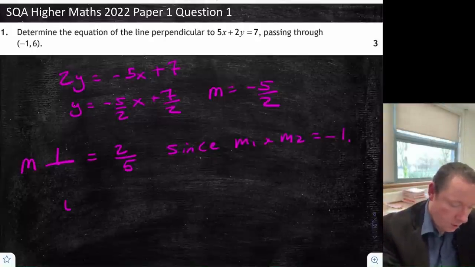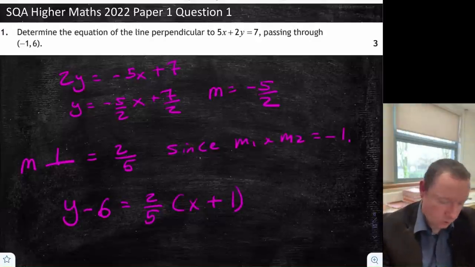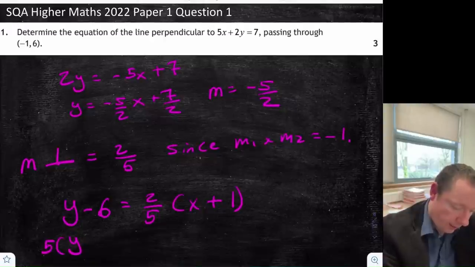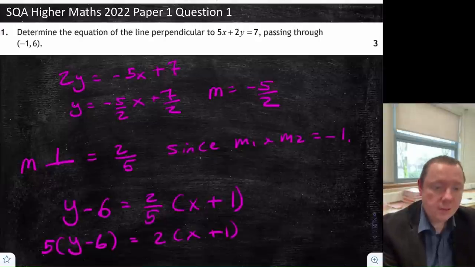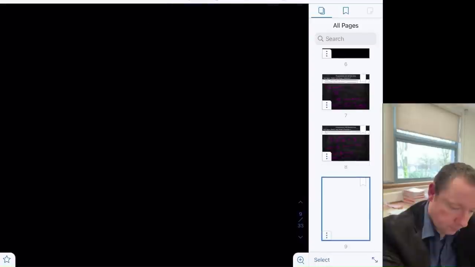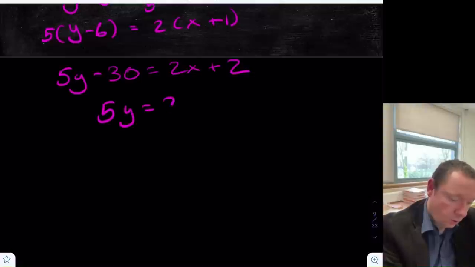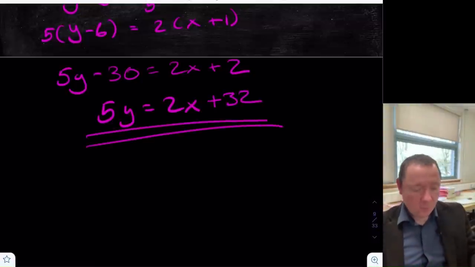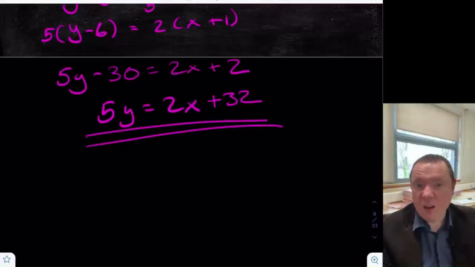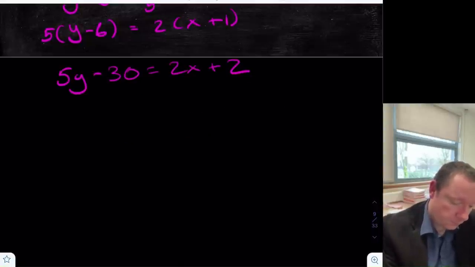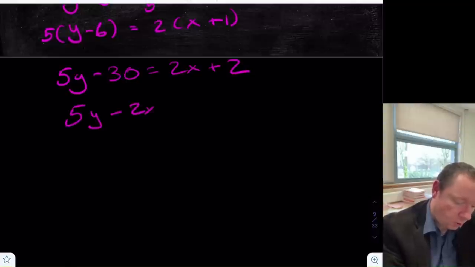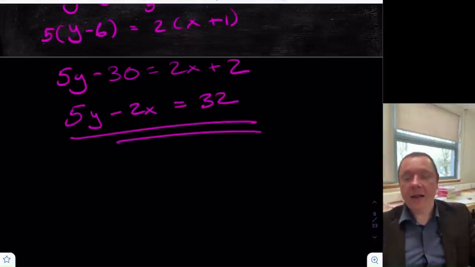Then we can just do the equation of a straight line. y - b = m(x - a). Minus minus 1 is plus 1. So y - 6 = 2/5(x + 1). 5y - 30 = 2x + 2. Expanding our brackets, we get 5y - 30 = 2x + 2. So I'll leave it with 5y = 2x + 32. And you can leave it in any form you want: y = mx + c, a multiple of y equals a multiple of x plus a number, whatever you want. So 5y - 2x = 32. And you can just leave it like that or in any other correct form for the equation.